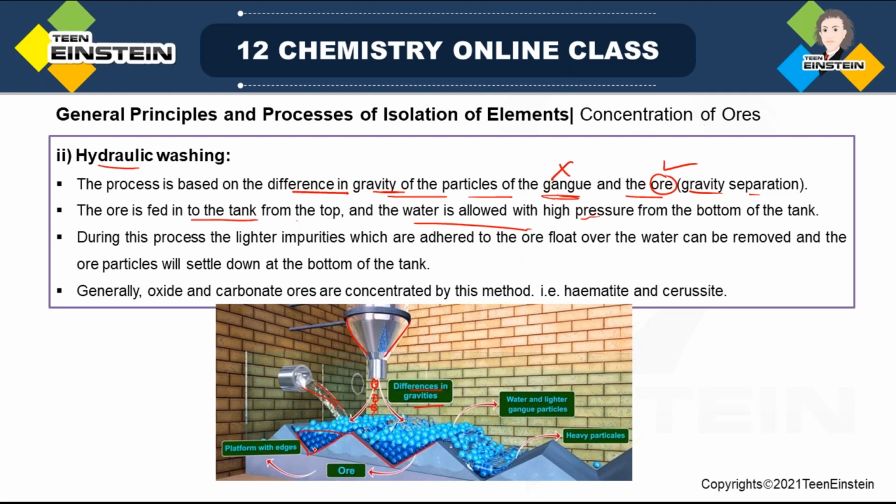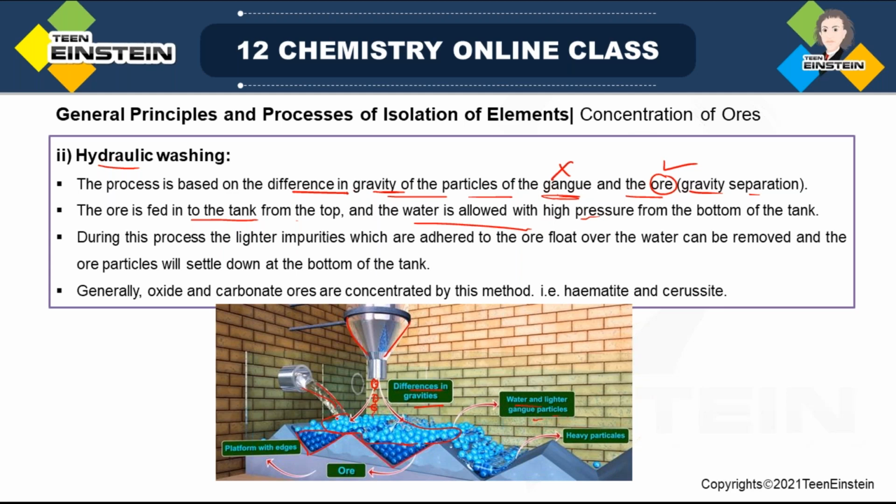Here the deep blue part that you are seeing, that is actually the heavier part. So that is why they are in the lower portion. But this light blue part, that is the lighter part. So that is why they are on the top position. So water and lighter gangue particles, in this case the lighter part is gangue, mostly that is the case, but opposite may also be the case.